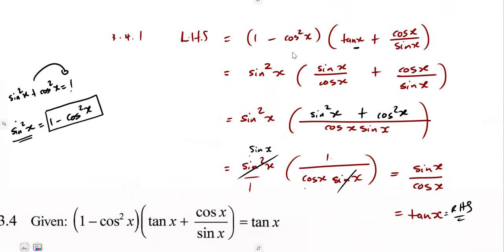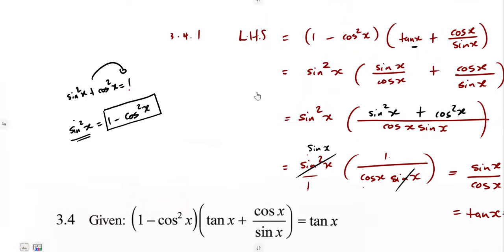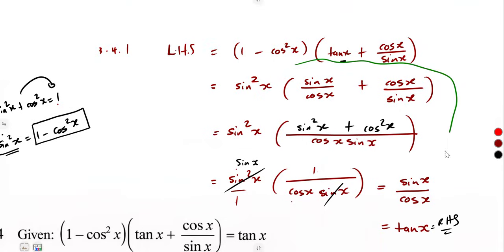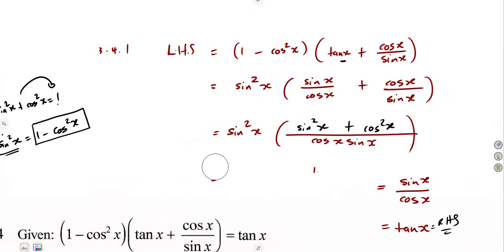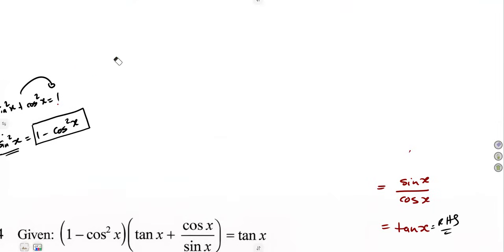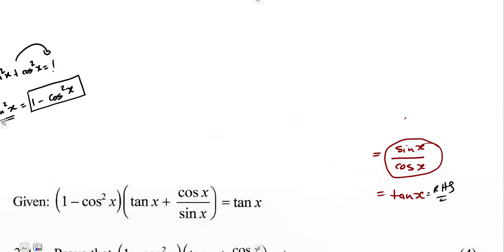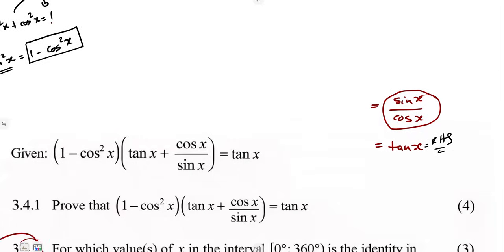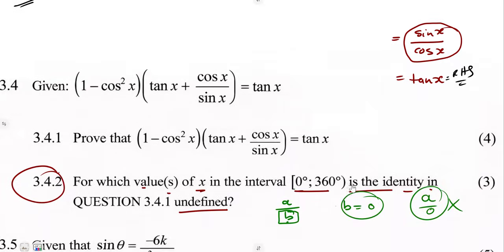This whole identity that we see here reduced to what? To sine over cos. So you can continue from that where you have a fraction. Remember, tan is the same as sine over cos. So you're going to use this fraction. For this to be undefined, from our concept of using a fraction a over b, the denominator is supposed to be equal to 0.